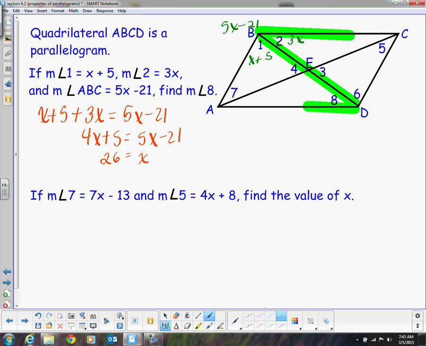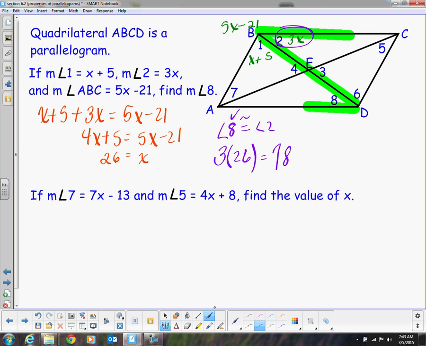Why are 2 and 8 congruent? Angle 8 is congruent to angle 2 because if lines are parallel, alternate interior angles are congruent. It's the Z. So how do I find angle 8? 3 times 26 is going to be, I think, 72. No, 78.